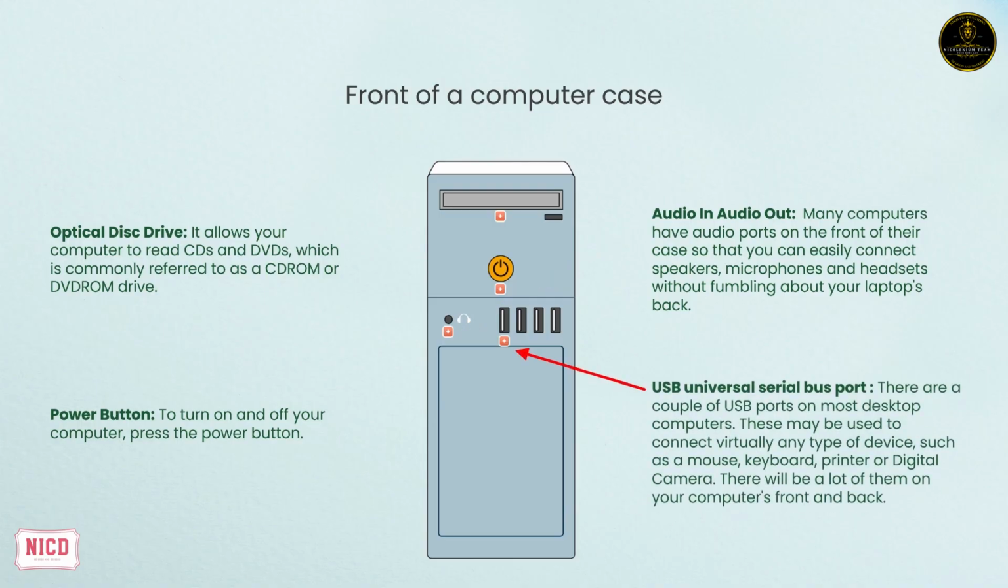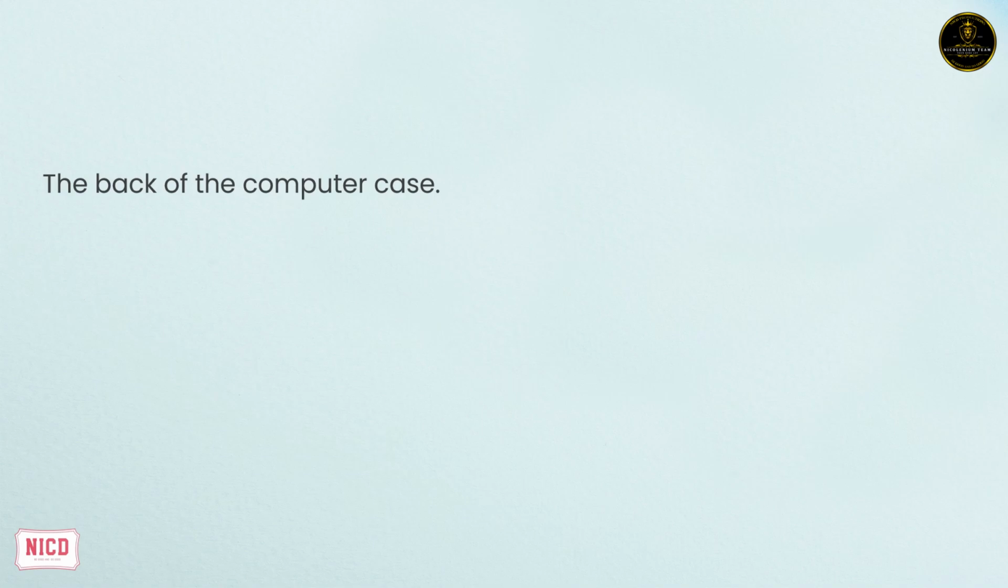USB, Universal Serial Bus port. There are a couple of USB ports on most desktop computers. These may be used to connect virtually any type of device, such as a mouse, keyboard, printer or digital camera. There will be a lot of them on your computer's front and back. The back of the computer case.